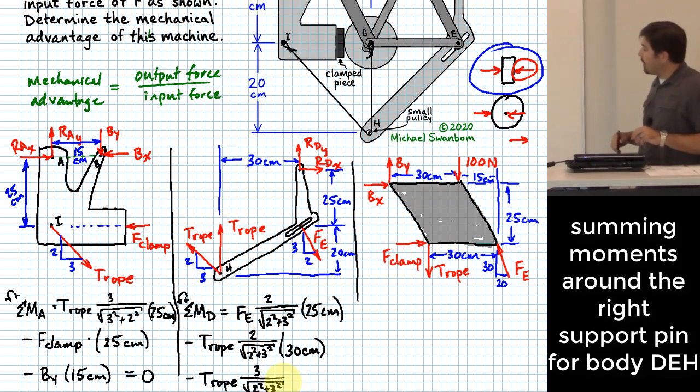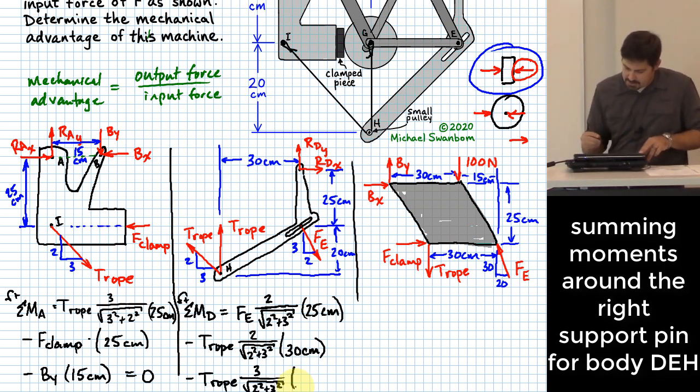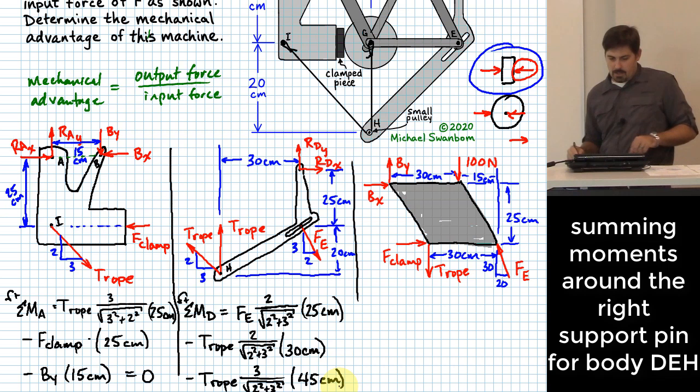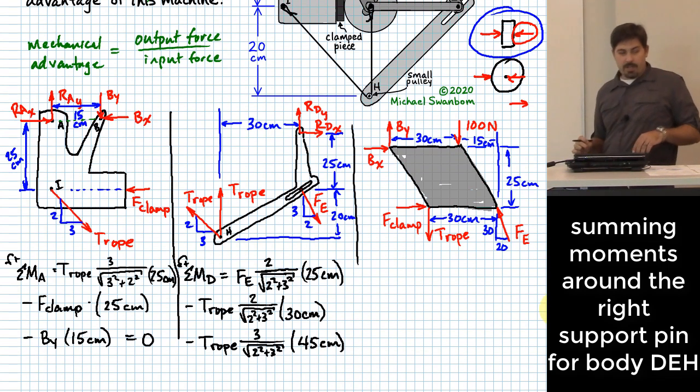And what do I need to multiply by to make that a moment? A distance. Okay. So we'll say that's going to be at a distance of 20 centimeters plus 25 centimeters away from point D, because I'm looking at the horizontal component now of this sloped T rope. Okay, so that'll be 45 centimeters. All right, anything else that creates moments around point D?